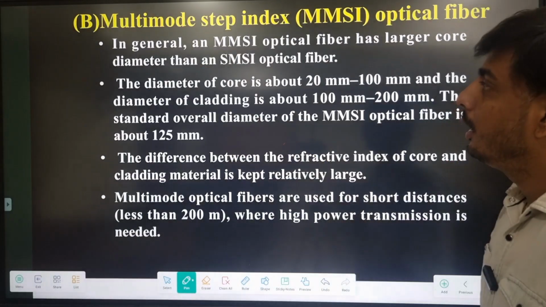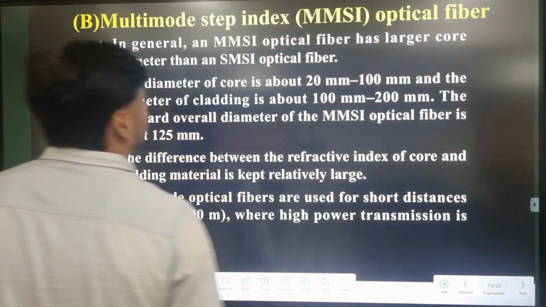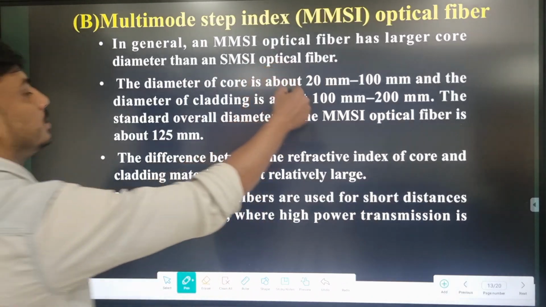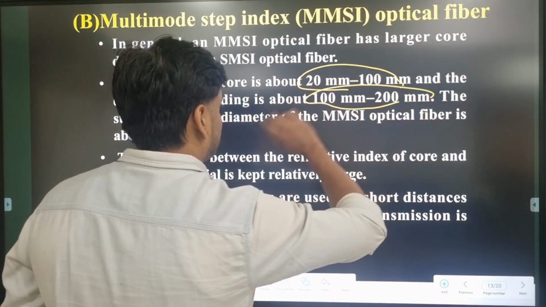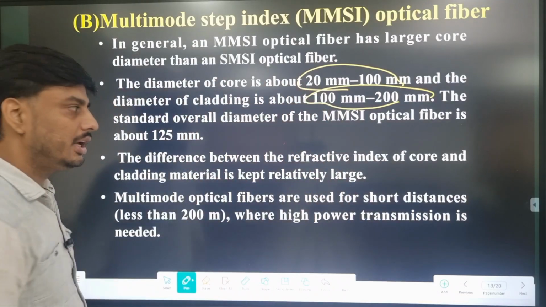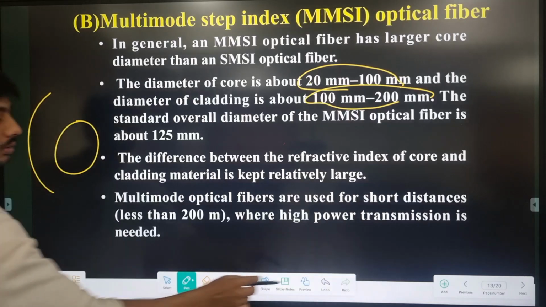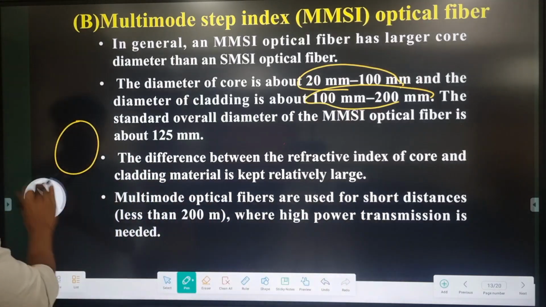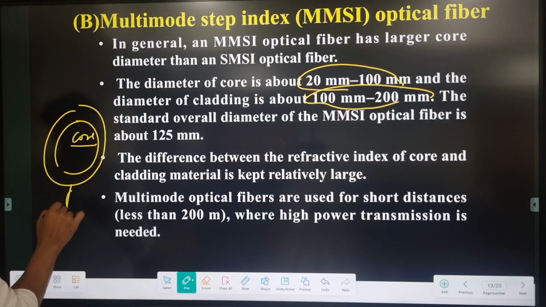Clear? Then multimode. In multimode, the diameter will be more than that. You can write it in millimeters as well as in micrometers. This is more than the single mode. So here if you see the diameter, this is the core region, this is the cladding.